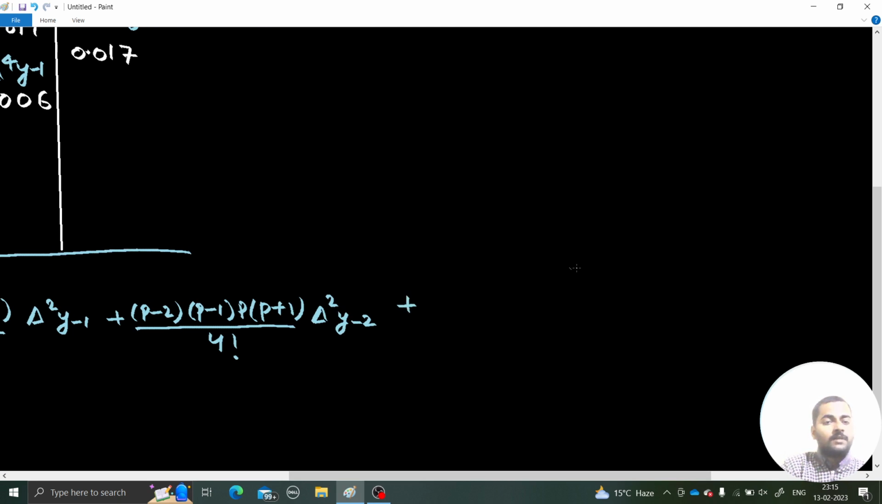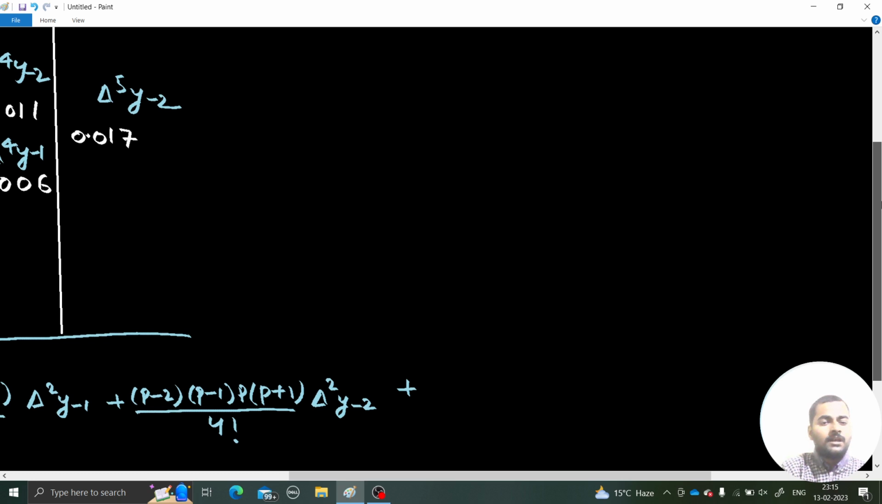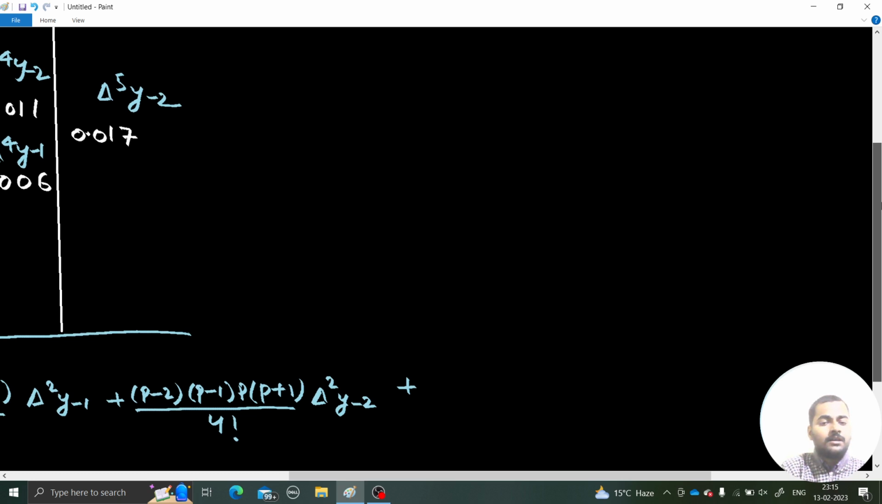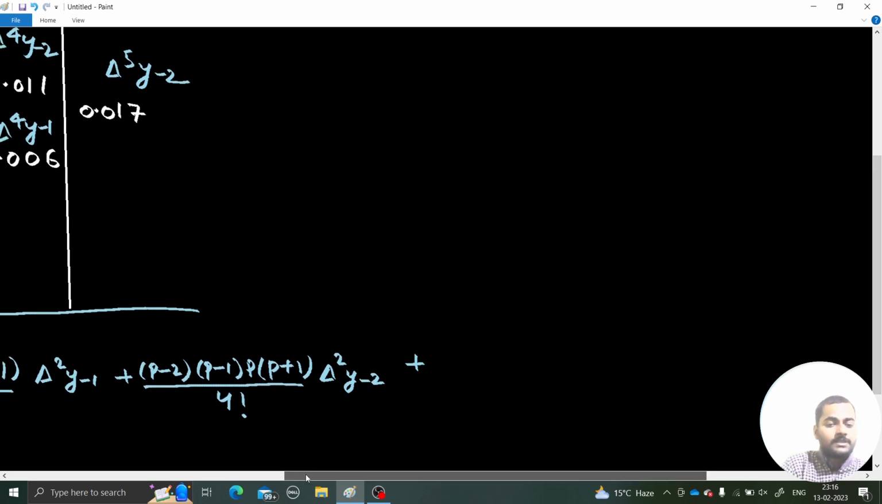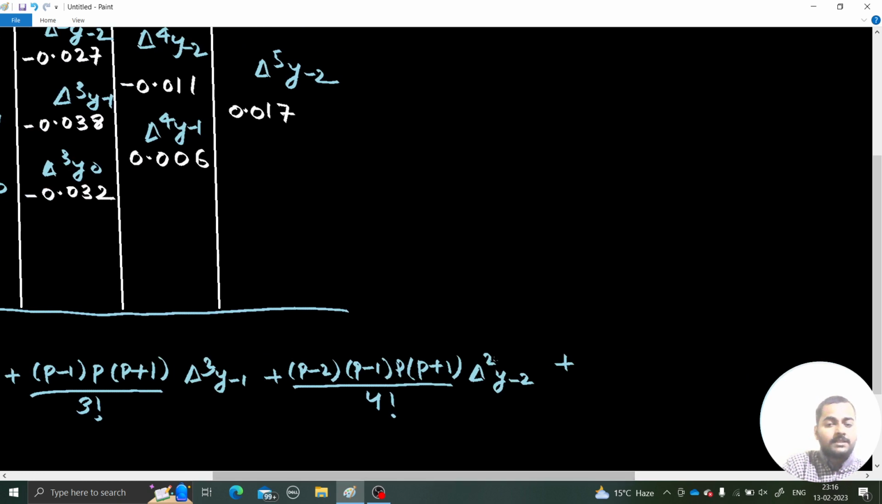Again, because we have got values still, wait, I have made some mistake. This will be the third difference and this will be the fourth difference. Okay, fine.